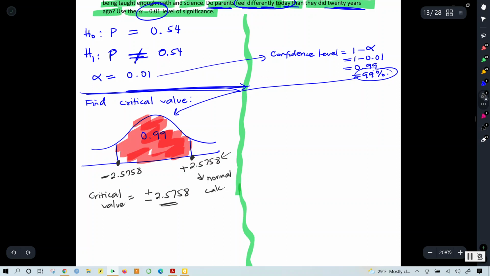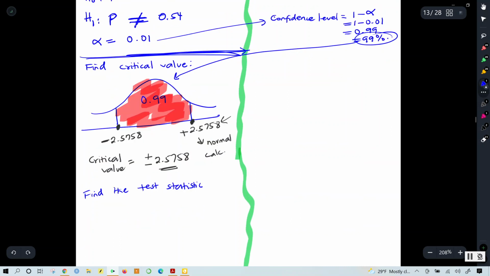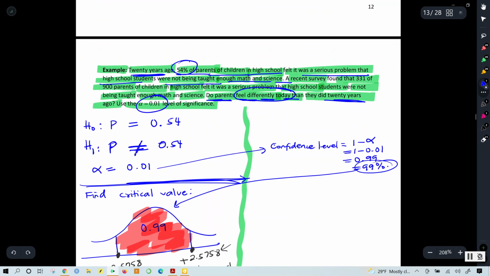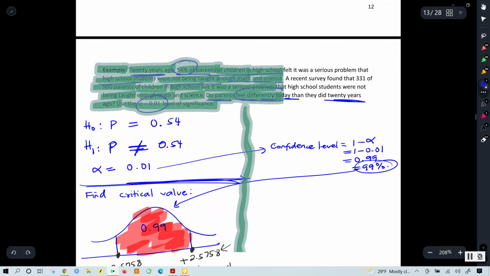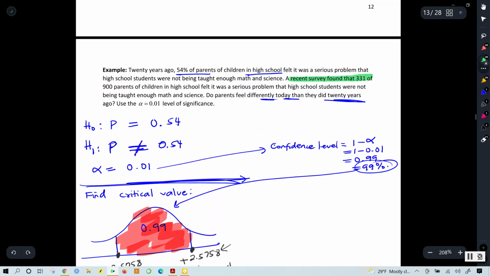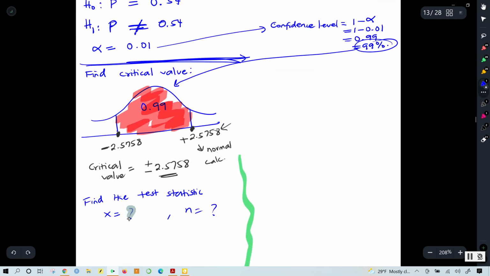So here's the picture. The next step would be to find the test statistic, the value of the test statistic. To do that, you're going to need the value of x, you're going to need the value of n, the sample size. Going back to the question, you observe that they collected data from a sample, and that sample was highlighted here, a recent survey. We're told that x equals 331 out of a sample size of 900 parents rather. So this is 331 and this is 900.